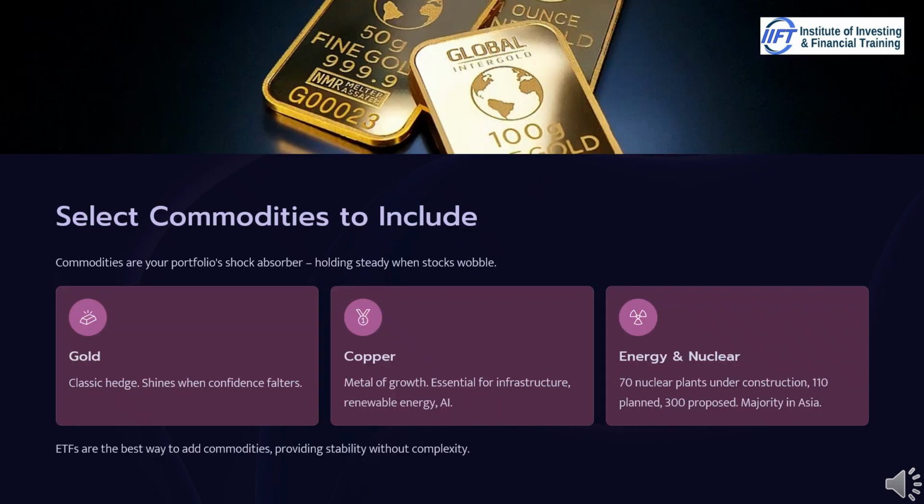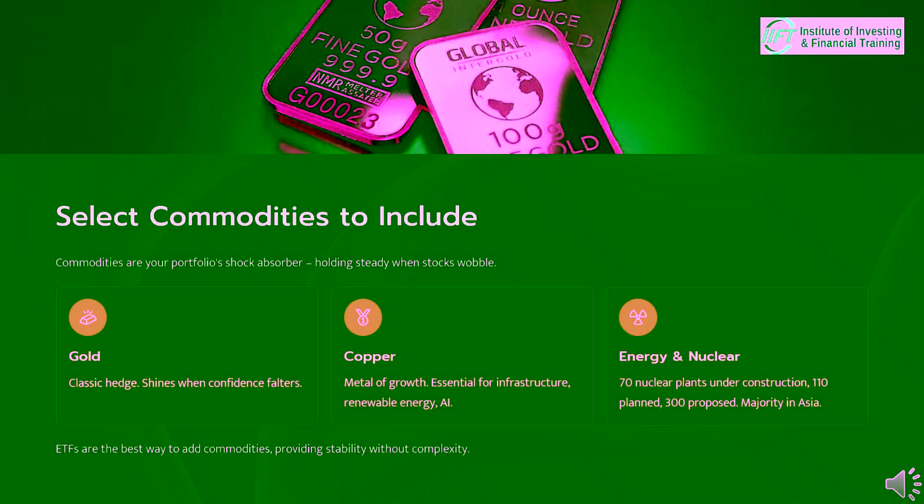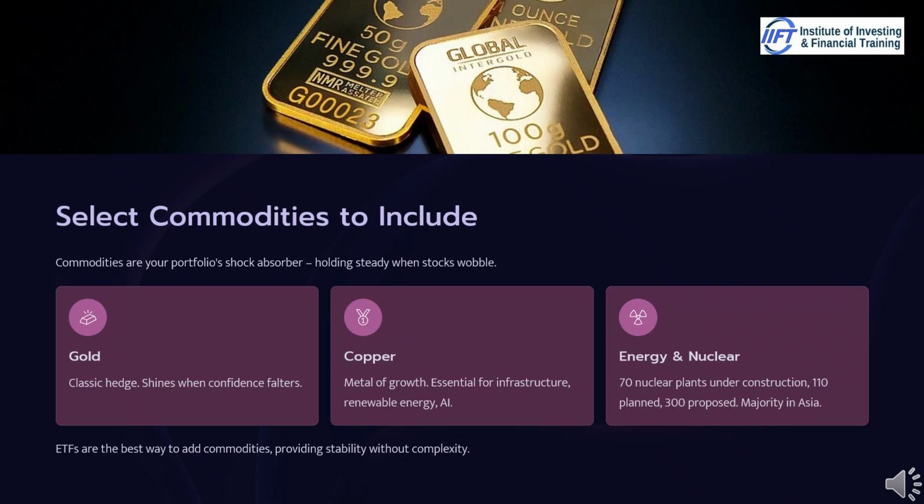Next up is commodities, and these are your portfolio's shock absorber. When stocks get wobbly, commodities often hold steady or even rise. Gold is a classic hedge. It tends to shine when confidence falters. And copper is the metal of growth. Infrastructure, renewable energy, AI infrastructure, it all needs copper. And energy is essential given the demand expected to power AI.